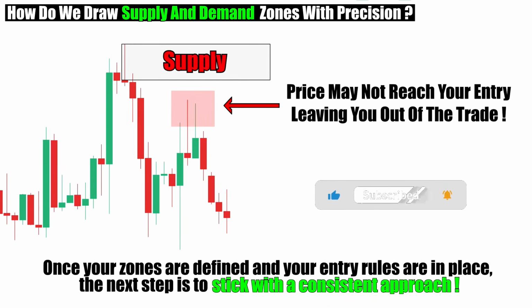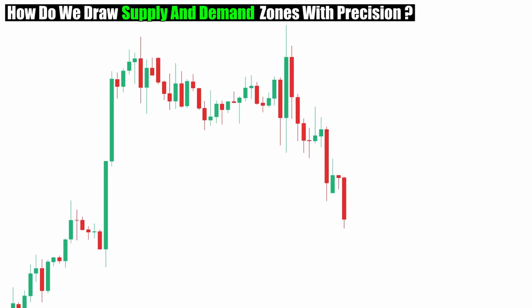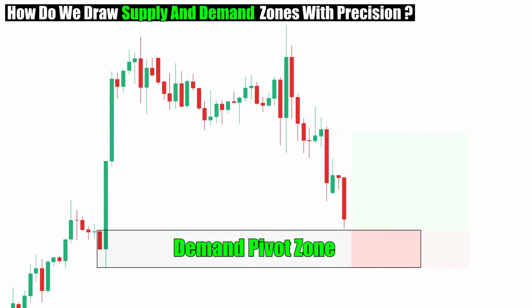Once your zones are defined and your entry rules are in place, the next step is to stick with a consistent approach. Find a method that offers a good balance between getting enough trade setups and maintaining solid risk to reward, and don't constantly change it on a whim. The edge you're developing relies on long-term consistency. A good place to start? Focus on single candle pivot zones. They offer a nice middle ground, not too refined, but still accurate enough to give you tight entries and high reward potential without missing too many trades.